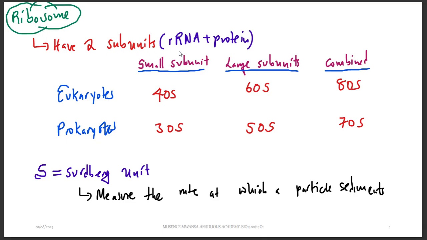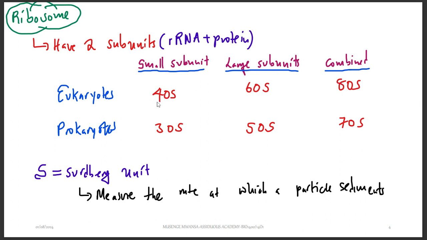Now, ribosomes are made up of RNA and protein. Please don't forget this. A ribosome itself has got RNA, which is actually rRNA. That's why we call it ribosomal RNA, because this type of RNA is found in the ribosome, and also proteins. Depending on the cell, the ribosome has a small ribosomal subunit and a large ribosomal subunit. For eukaryotic cells, the small ribosomal subunit is 40S, the large is 60S. When you combine 40 and 60, you get 80S.